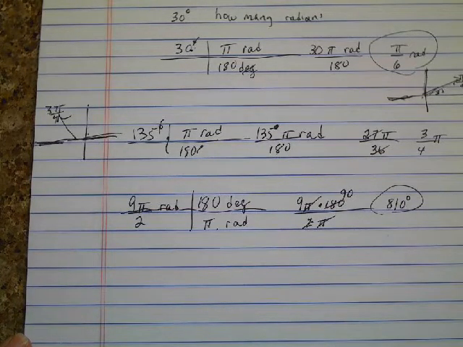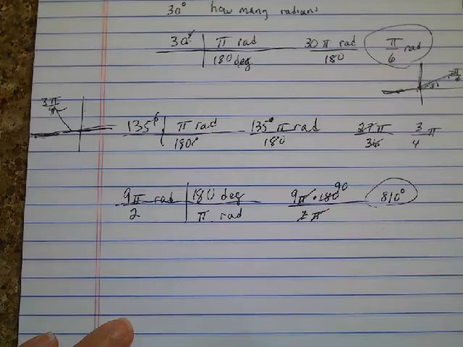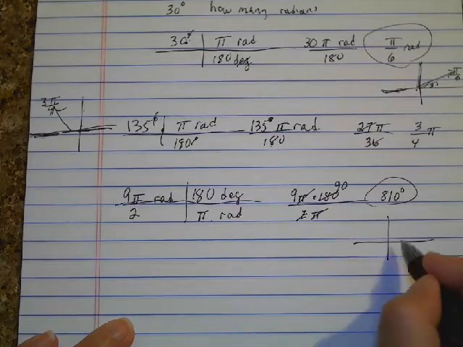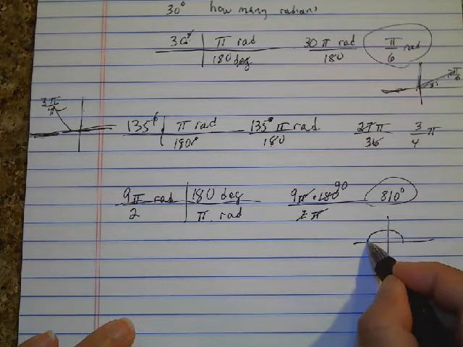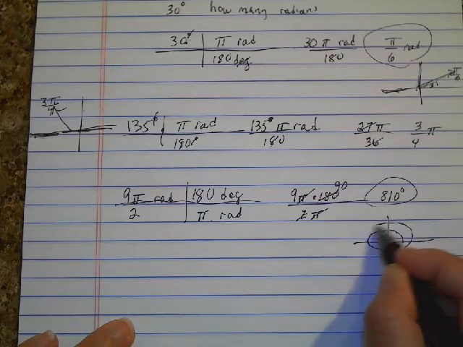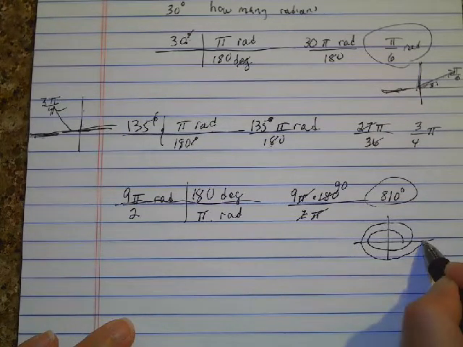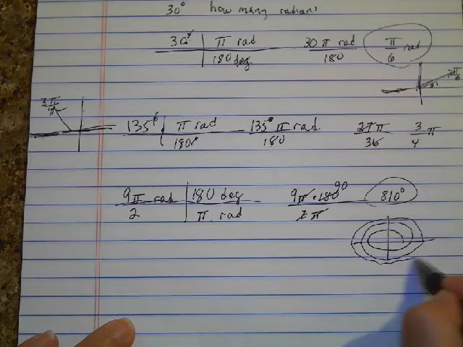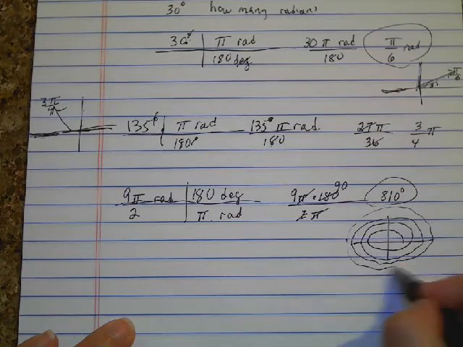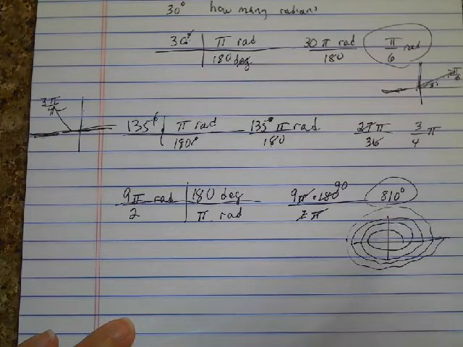Let's see if that makes sense. I had 9 pi over 2 radians. This would be 2 pi over 2, 3 pi over 2, 4 pi over 2, 5 pi over 2, 6 pi over 2, 7 pi over 2, 8 pi over 2, 9 pi over 2. So yeah, it makes sense that that could be 810 degrees.